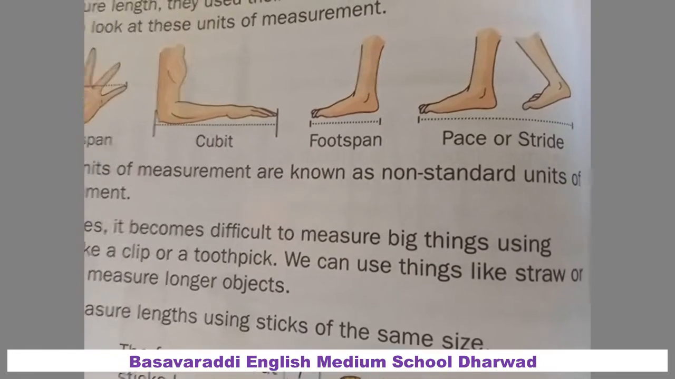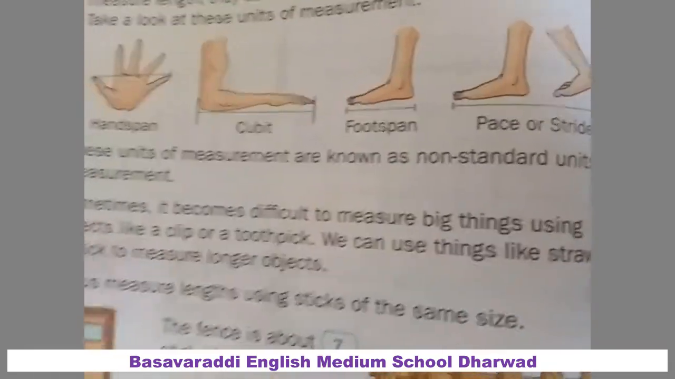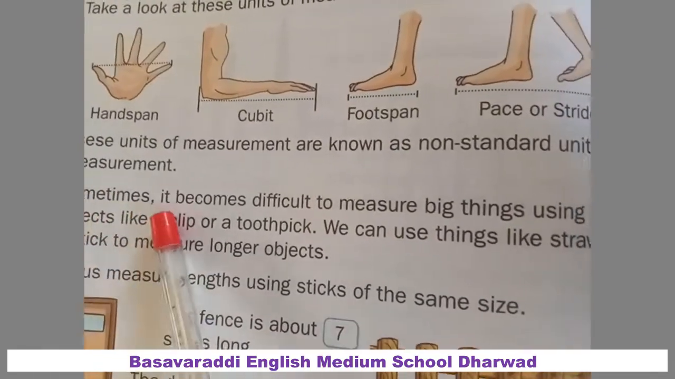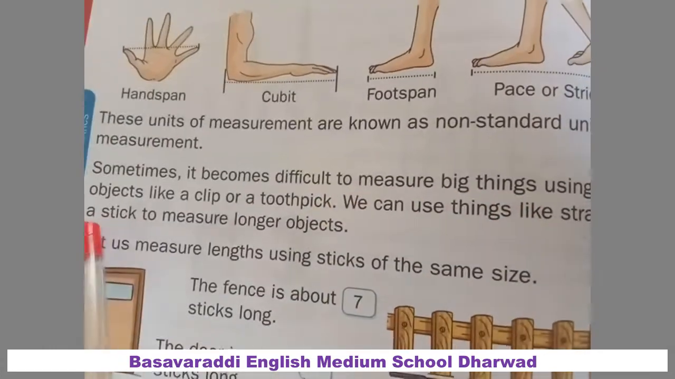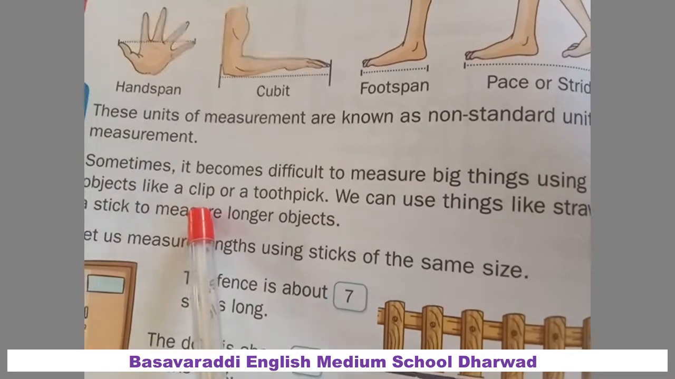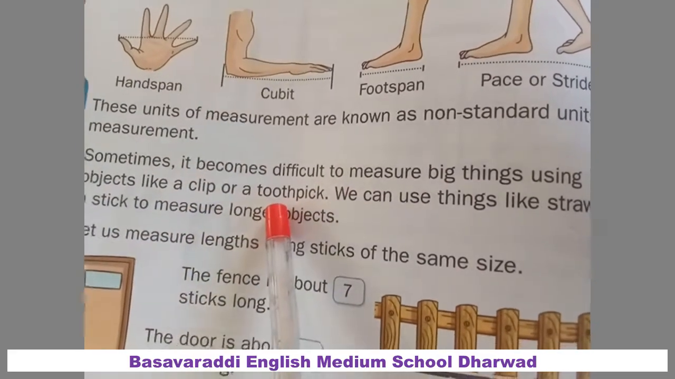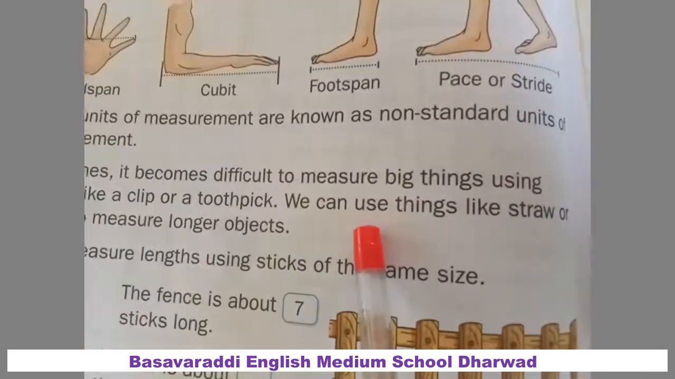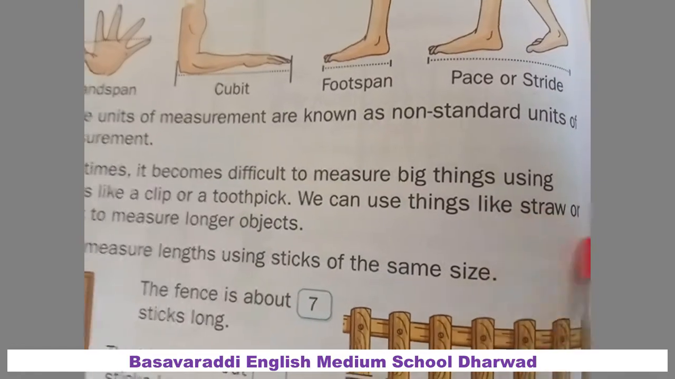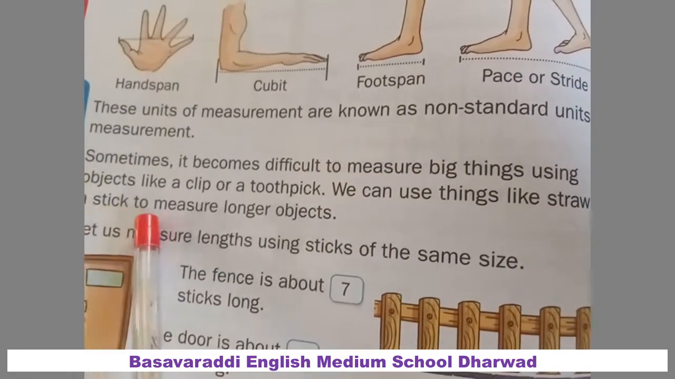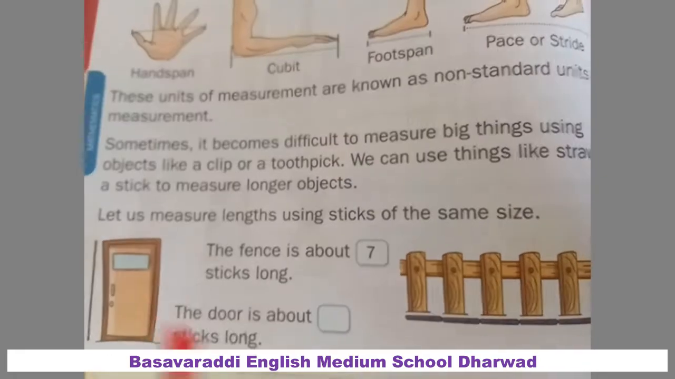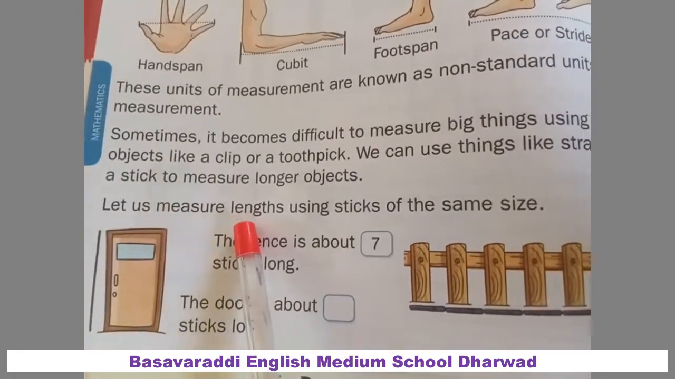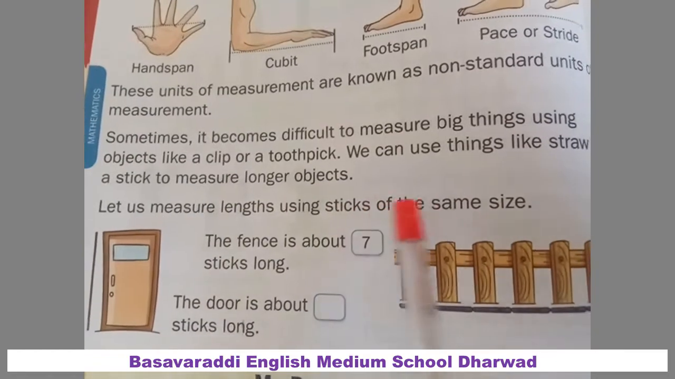This is a non-standard unit of measurement. Sometimes it becomes difficult to measure big things using an object like a clip or a toothpick. We can use things like a straw or a stick to measure long objects. Now, let us measure the length using sticks of the same size.